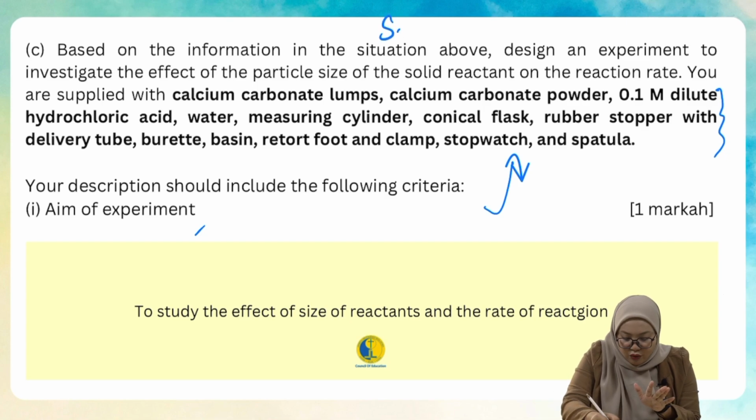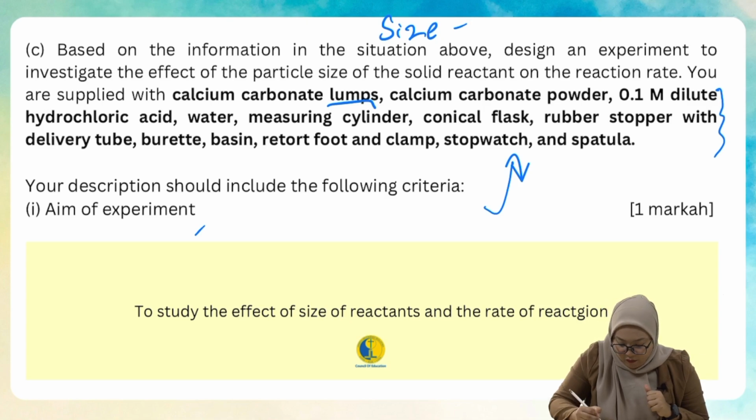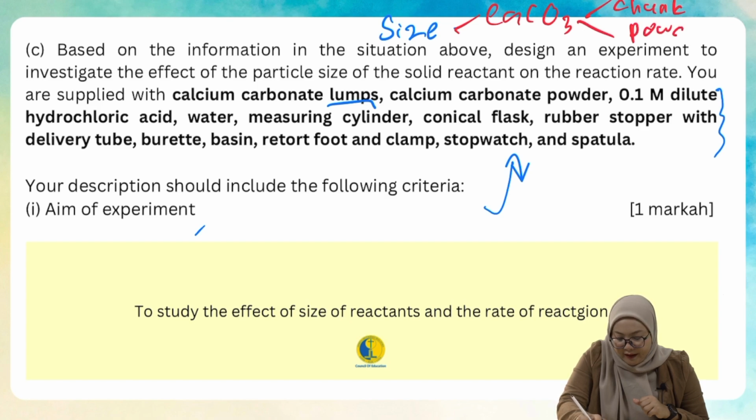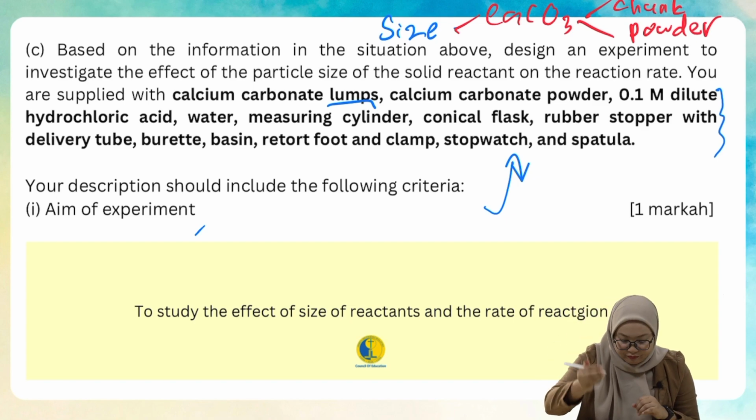Just now we noted size, where you were given a lump or chunk of calcium carbonate, CaCO3, either in a chunk, in a lump, or the other one in powder. Remember, guys, the smaller the size of the reactant, the higher the rate of reaction. So definitely powder has a higher rate of reaction.